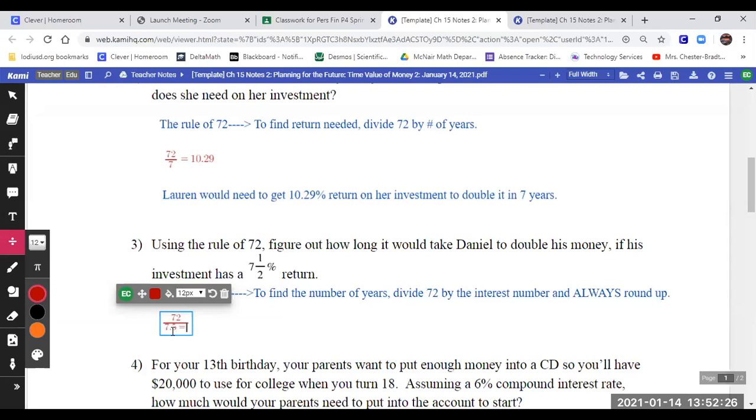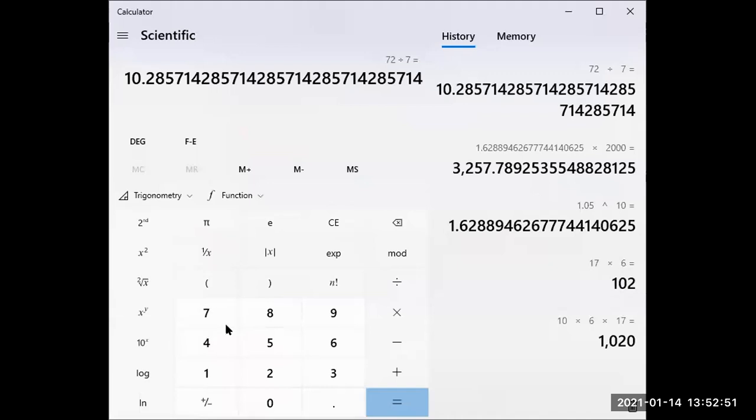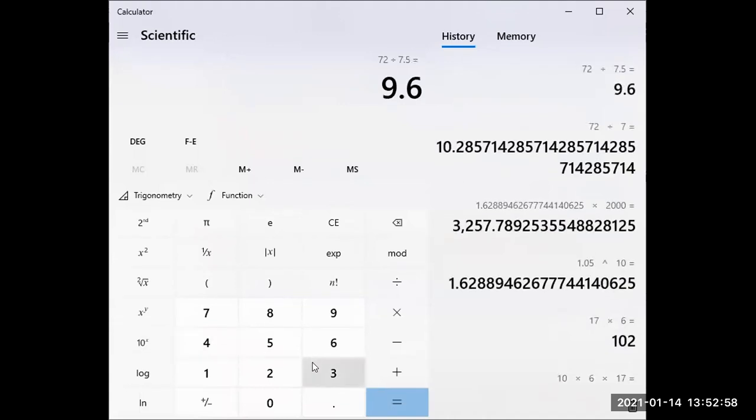Okay, equals. I have to make sure I arrow off so the equals goes up. We're not turning it into the decimal version of the percent, not like with compound and stuff like that. We're getting rid of the half. We're making it so it's just a number. Okay, calculator. Now, remember what we said, 72 divided by the number that the percent is, always round up.